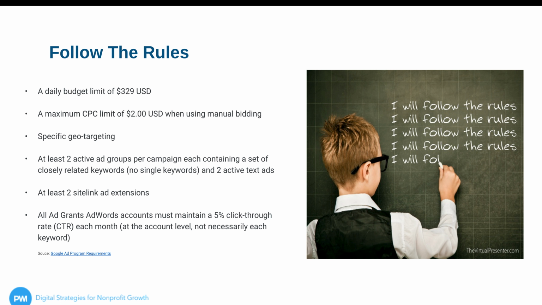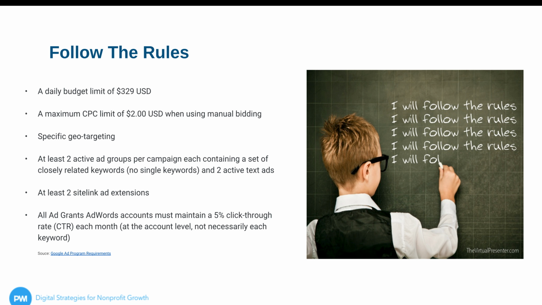And then within the ad group, you have to have 2 active text ads. And I will demonstrate that in a second. Next, you need to have 2 site link ad extensions. And this part is missed a lot, we see, with nonprofits and how they manage their grants. They forget to add these site links, and they significantly help with your click-through rate, but the ad grant program makes you have to, and if you don't, your account can be suspended.